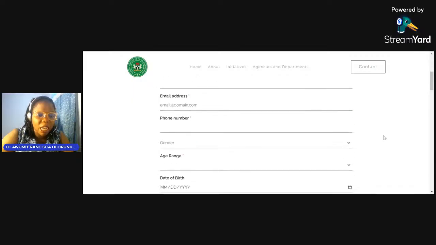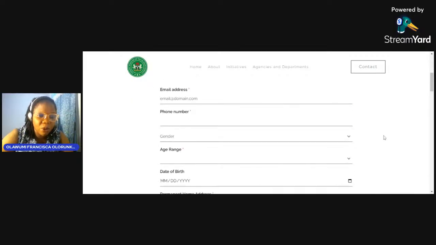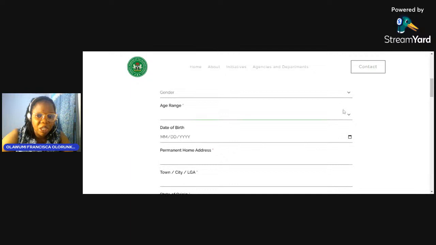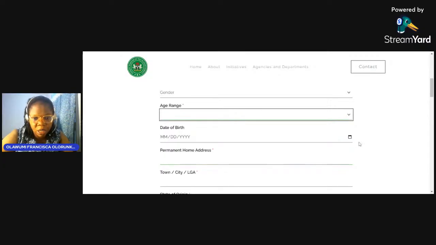Then you're going to enter your email address, your phone number, your age range. For the age range, you just select, maybe you are still within the age range of 31 to 35 or 36 to 40. I think 36 to 40 is the highest age range they have there, which is quite good. Unlike some other brands where most times the age limit is 35. So this one still extends to 40.